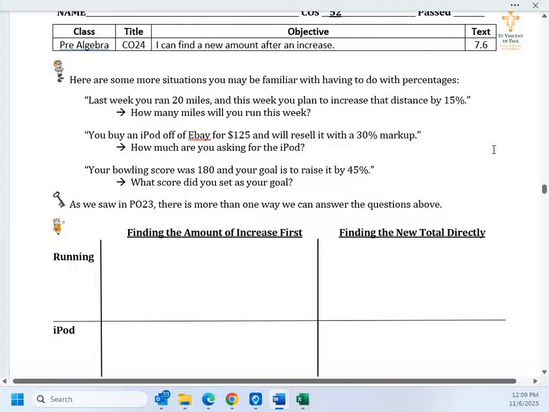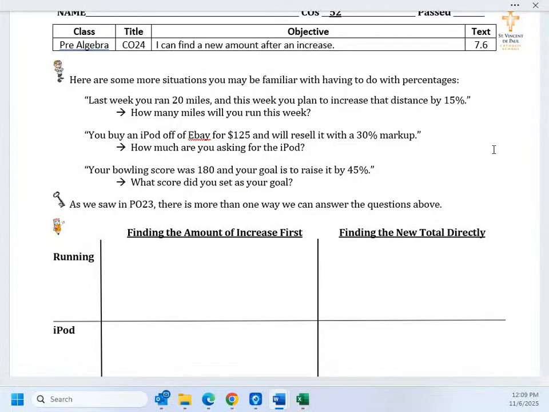Good afternoon. Today we are working on CO24, continuing to work with percentages, but we're getting into the more complicated percentages. Remember I said those first few objectives are like easy: converting decimal, percentage, fraction, I got it. But now we're getting into the meatier stuff. So today's objective is: I can find a new amount after an increase.